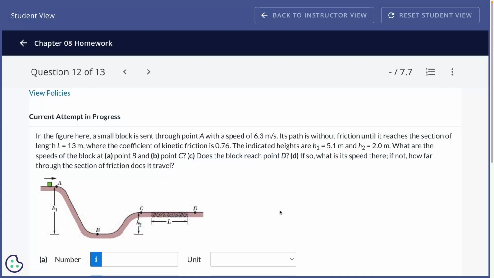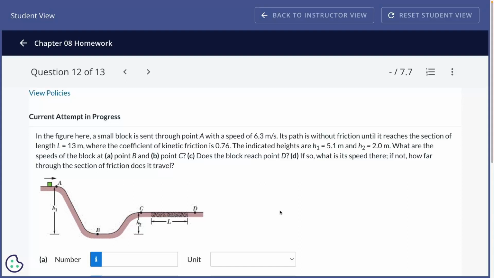Again, sort of annoyingly, they're forcing you to do the problem several times. What's happening, how fast is it going at B, C, D, all these different things? The nice thing about B and C, no friction yet, it's a little bit easier. Let's go for D here.